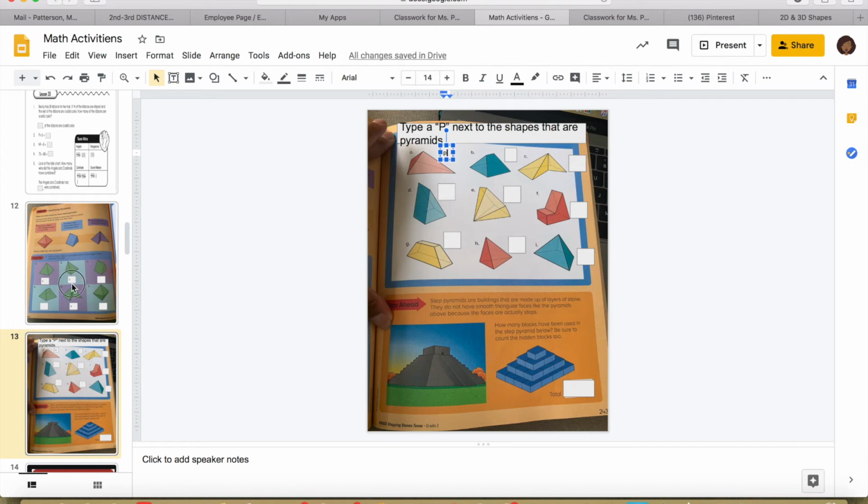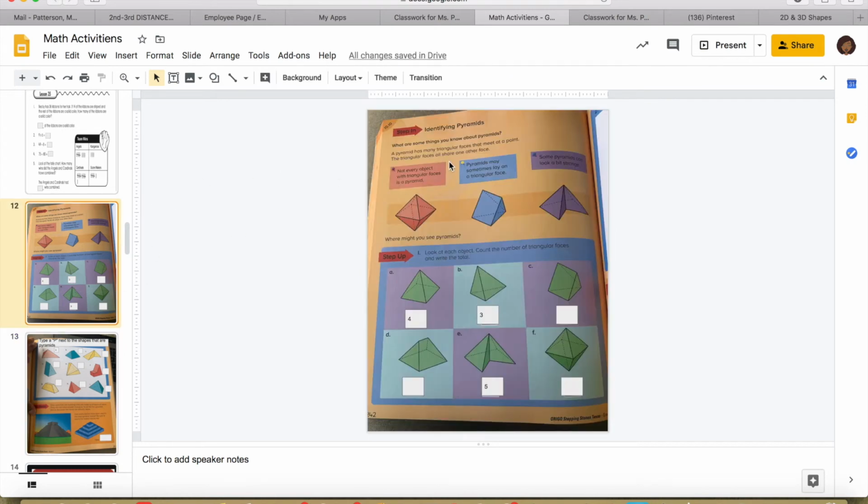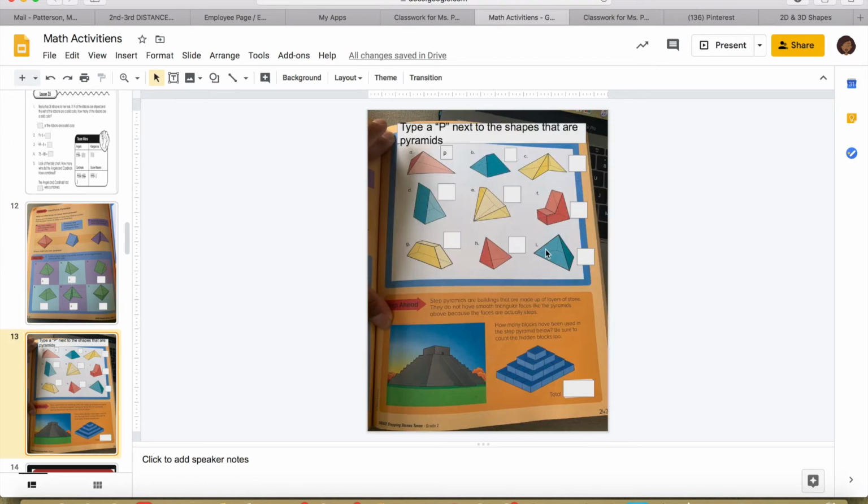So let's see. First thing, a pyramid has many triangular faces that meet at one point. I see 2 triangular faces, but they're not even touching each other. So does that mean that they're meeting at one point? That means I don't even have to go any further because that's not a pyramid. So you move on to the next one.